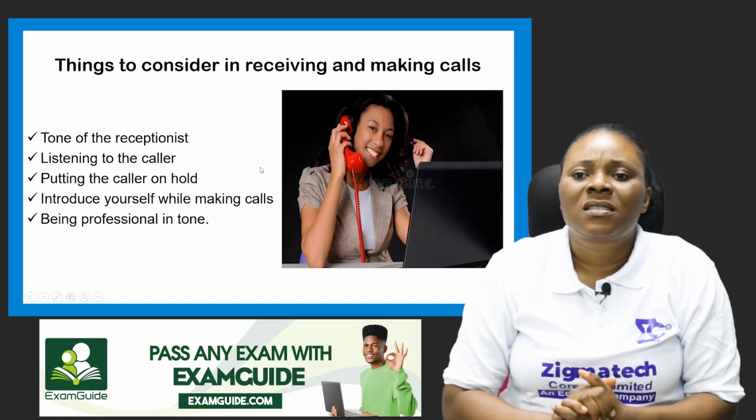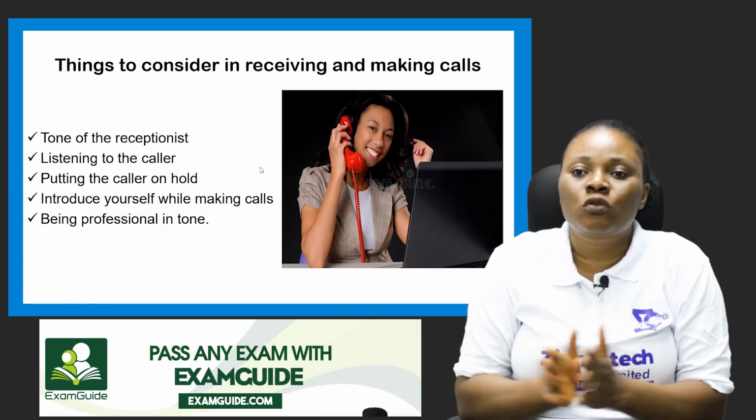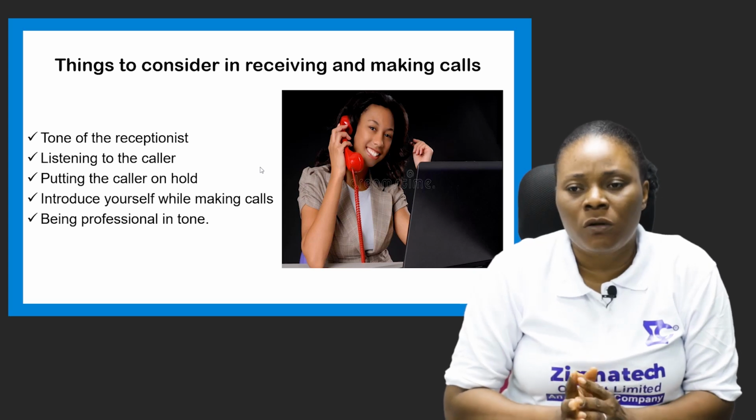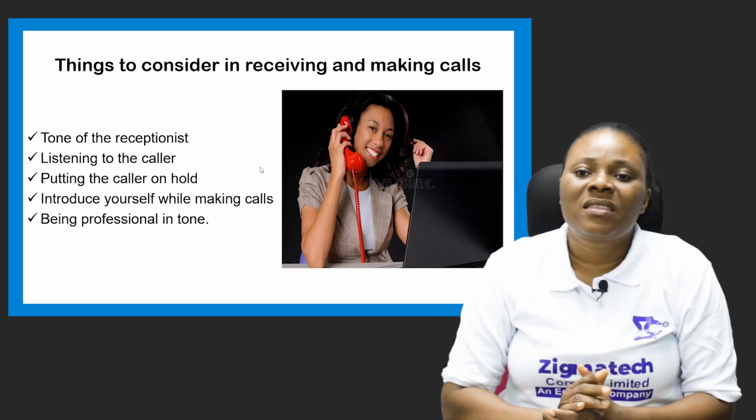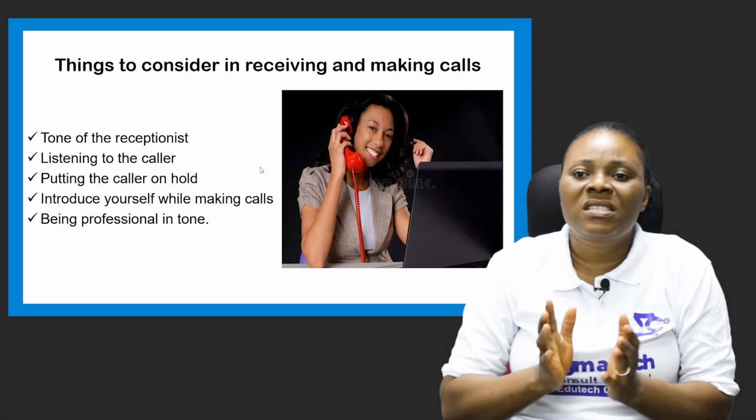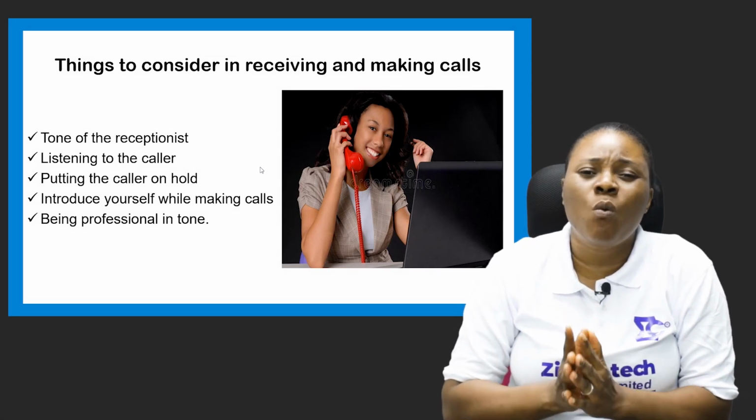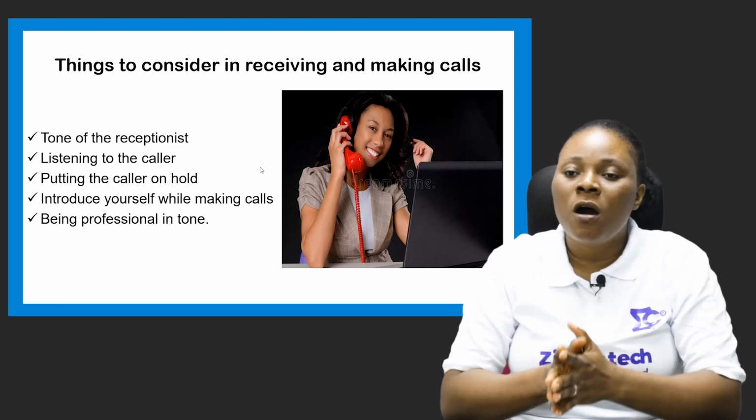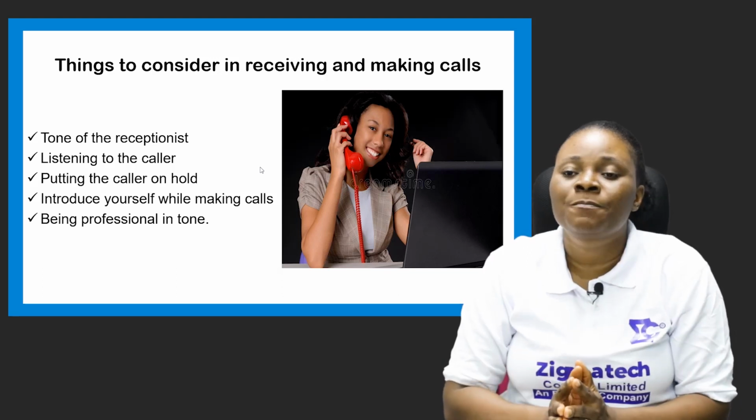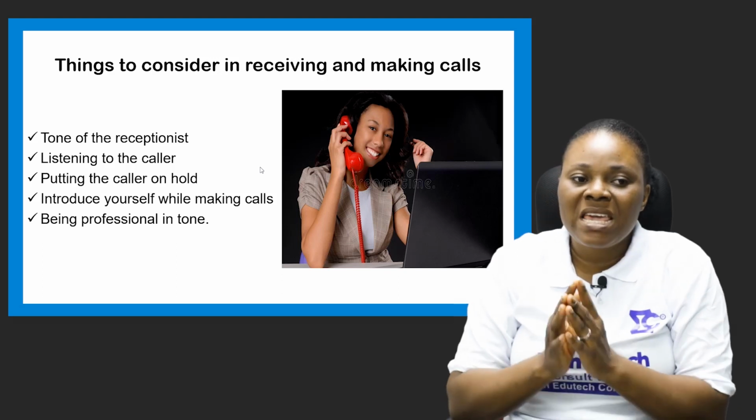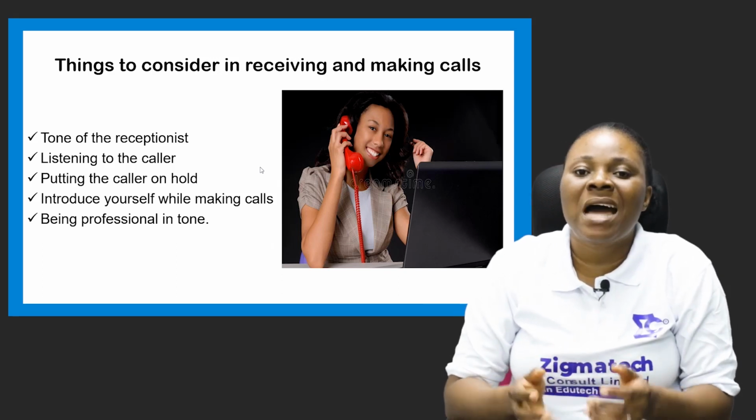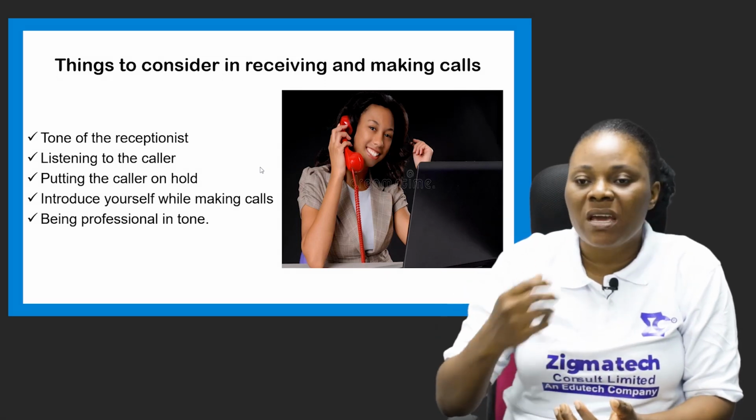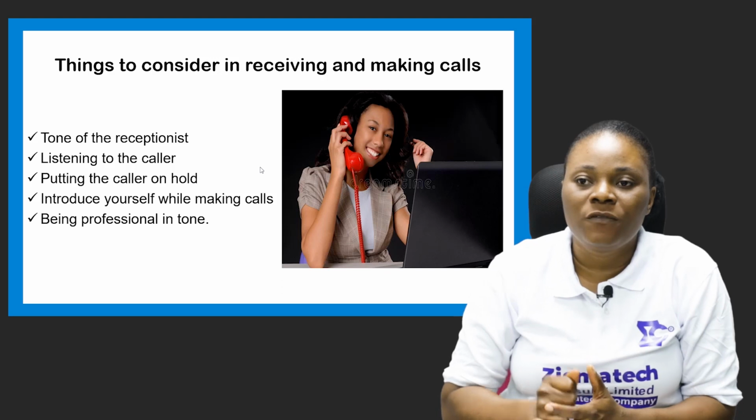Now let's look at things that surround these two activities. We'll take the first one, which is receiving and making calls. As a receptionist, there are things to consider when you are receiving and making calls. Remember, you are working not for yourself, but on behalf of the organization. You are representing the organization. You are like the image of the organization. So what are the things you should consider either when receiving or when making calls on behalf of the organization?